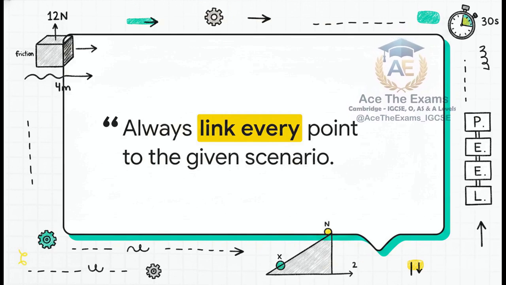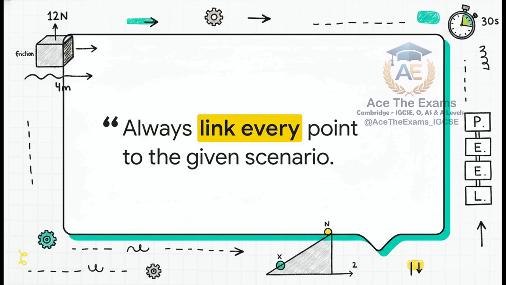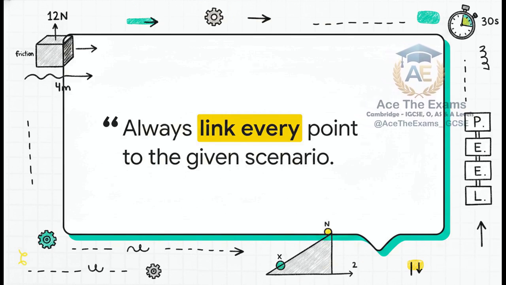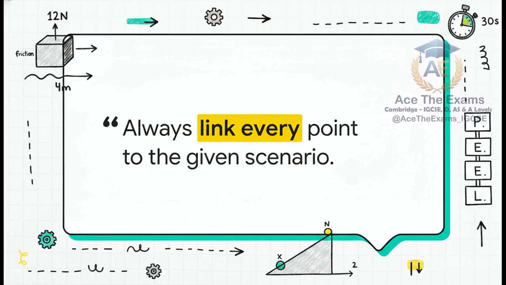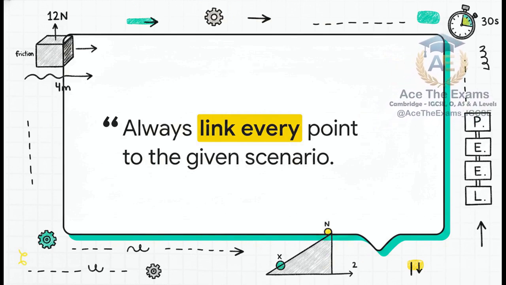Boom! Do you see the difference there? The second answer leaves absolutely no room for doubt. It uses mathematical evidence locked directly into the specific scenario provided by the examiner. That is what a perfect Peel paragraph looks like in mathematics.